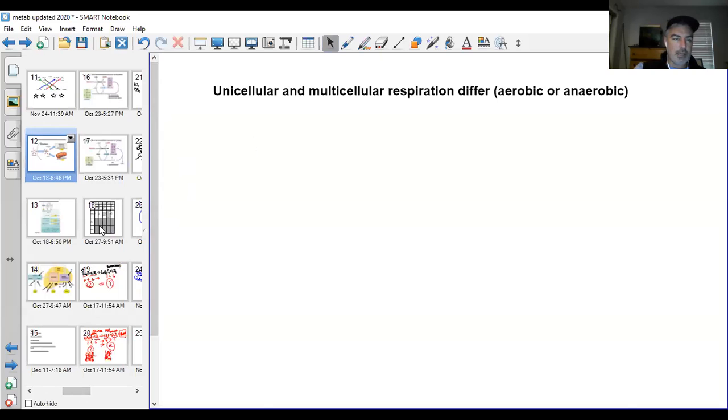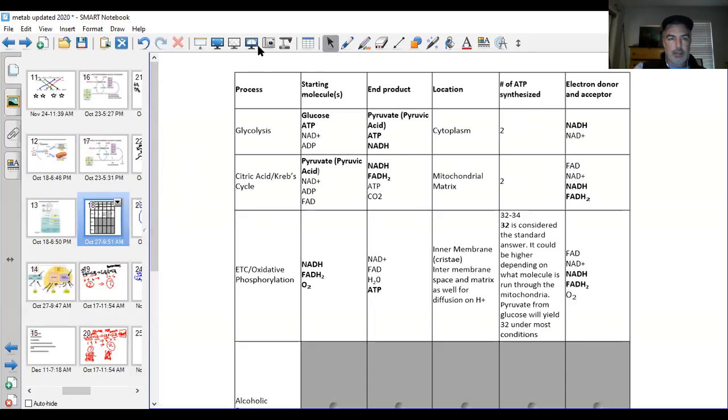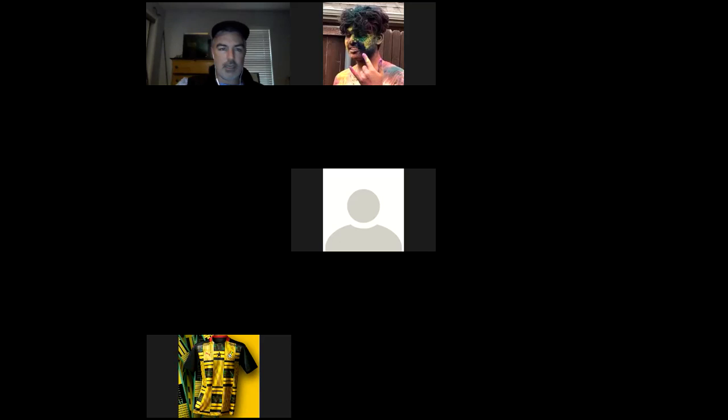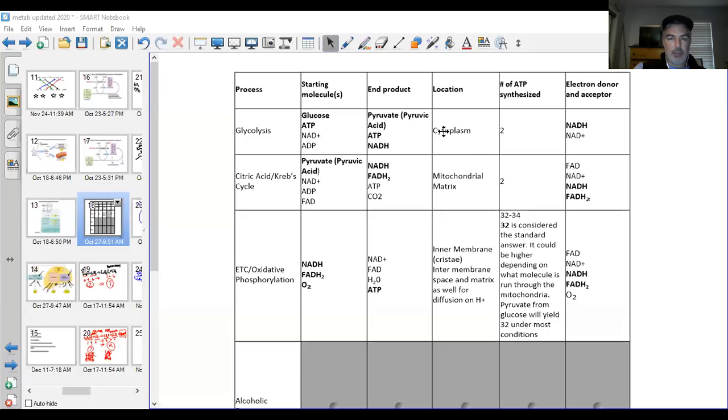Where does glycolysis take place? Oh, it's the matrix, isn't it? Glycolysis, I've got it right here in this data table. So let me go back and make sure that you can see this again. So glycolysis is occurring in the cytoplasm.